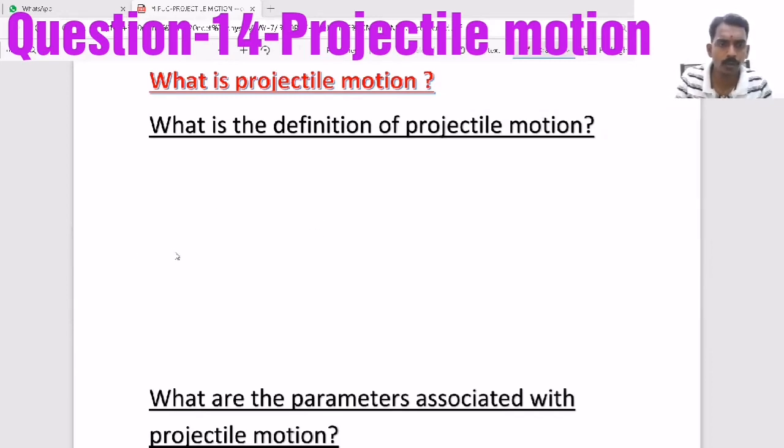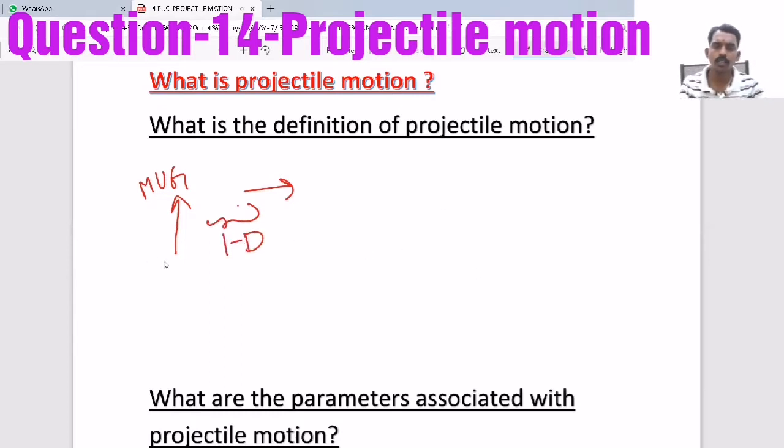See, when you throw a body up, it is motion under gravity. And when you give some velocity on a horizontal, then it is motion along a straight line, along the horizontal. Both together, we call motion in one dimension. So either x-axis or y-axis.